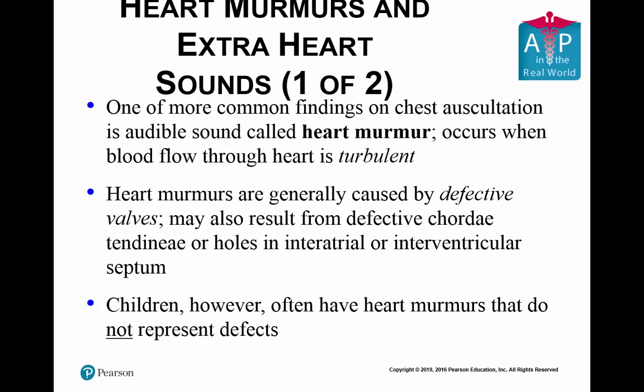Now, a little side note here: when they listen to your heartbeat, sometimes they hear a heart murmur, and that's when you've got very turbulent blood flow through the heart because of defective valves. And it could be the chordae tendineae that have problems, or you could have holes in the interatrial septum or the interventricular septum. Sometimes a child will have a heart murmur that really is not a defect.